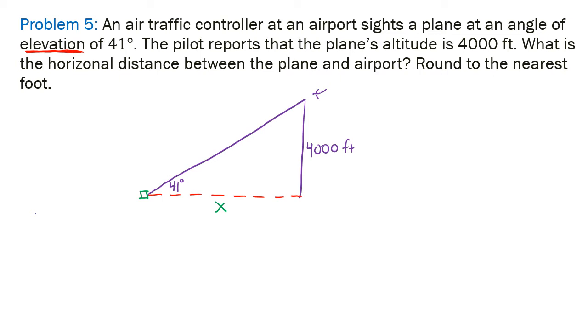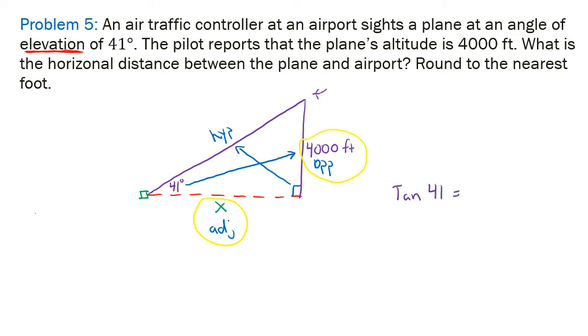So once again, you always want to label your triangle. If this is my right angle, going across in the middle of the triangle, this is the hypotenuse. The angle they give me is the 41, so if I draw a line through the middle of the triangle, the 4,000 ends up being my opposite, and the x ends up being my adjacent side. So in this problem, I am given the opposite and the adjacent, and so that trig ratio is tangent. So I'm going to have tangent 41 degrees equals my opposite, which is 4,000, over x, which is my adjacent.